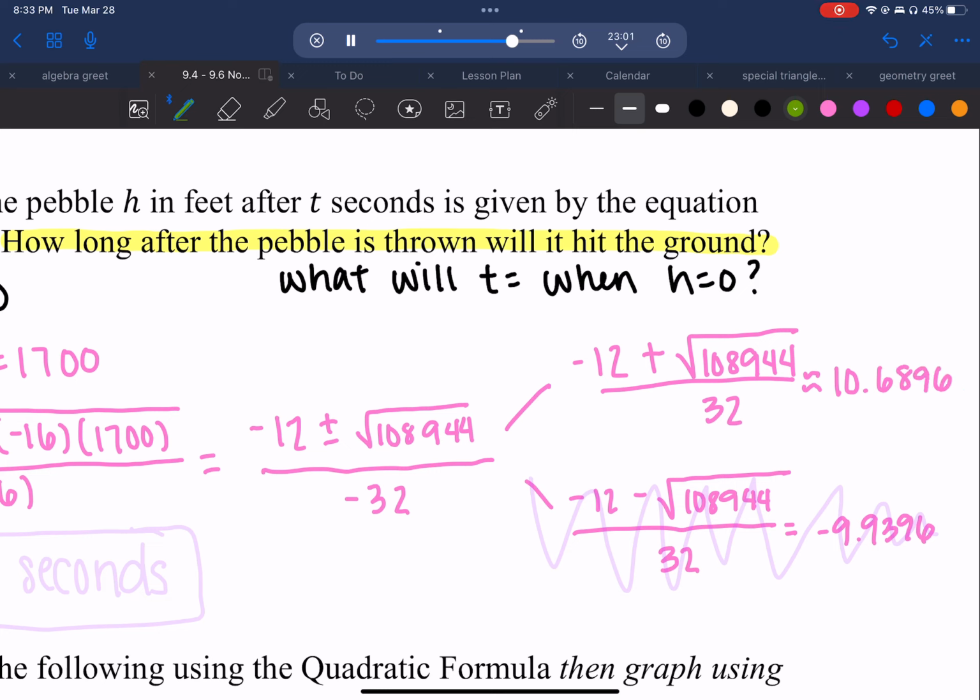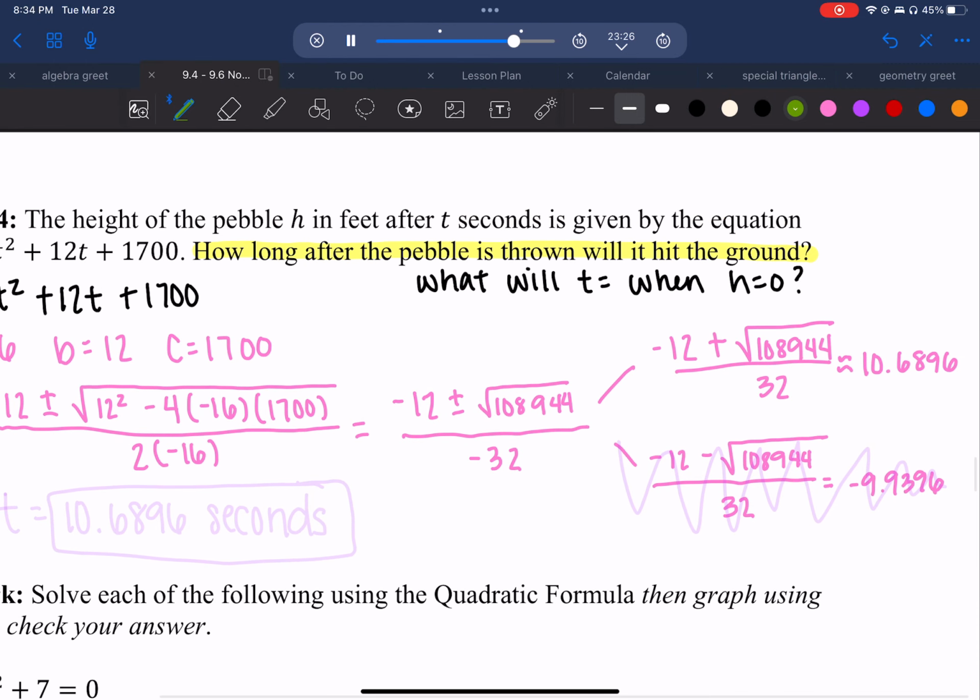So for the top one, I got, just kidding, I messed those up. So for the adding one, I got 10.6896, and for the subtracting one, I got -9.9396. So one thing to make clear here is this is time. And we obviously can't have negative time. I mean, it would be cool if we could time travel, but we can't. So this bottom one obviously doesn't make sense.